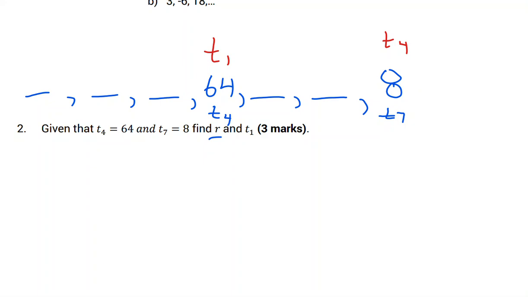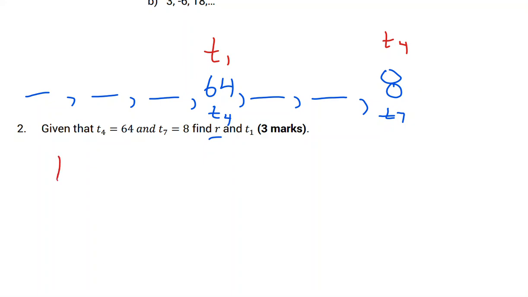The other way to do this is, if 64 is originally T4, then you're subtracting 3 spots to get to T1. So T7 subtracted by 3 would give you T4. And that's another way to do this method.